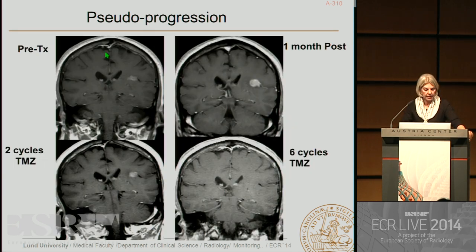Also in this case, again, pre-treatment, then two cycles of Temodar, 1 month into the therapy, you could see post-therapy, you have this increase in the size of the lesion. And then by just leaving it alone, continue with the treatment, 6 cycles down, the lesion has completely disappeared. It was, again, a case of pseudo-progression.